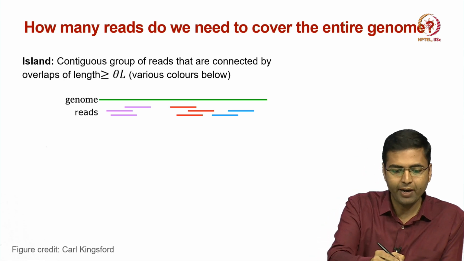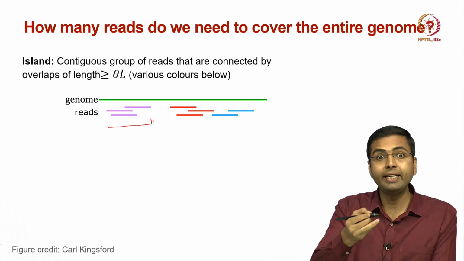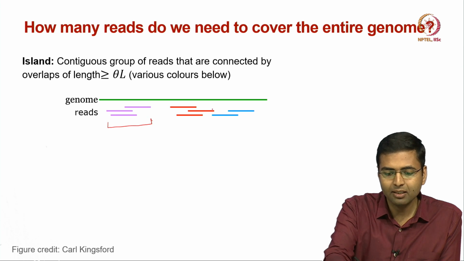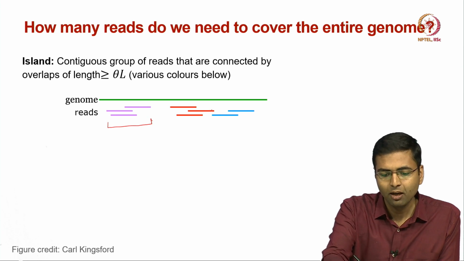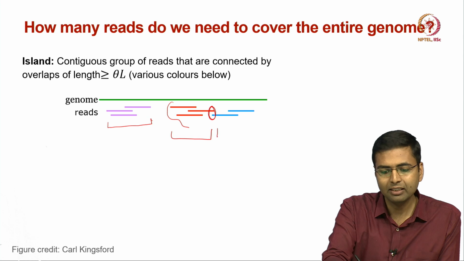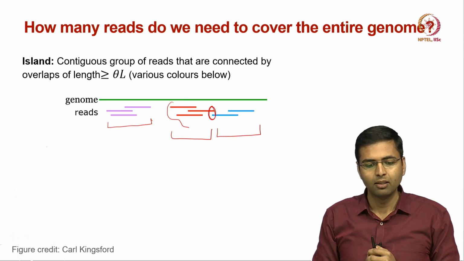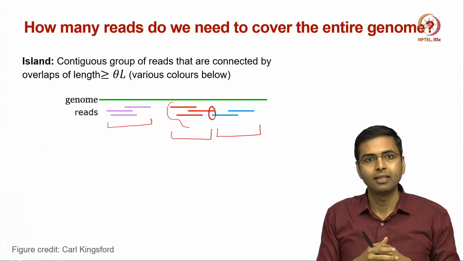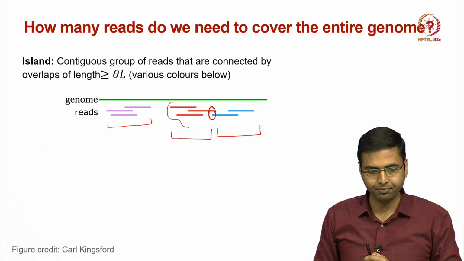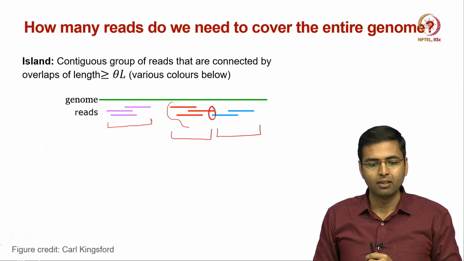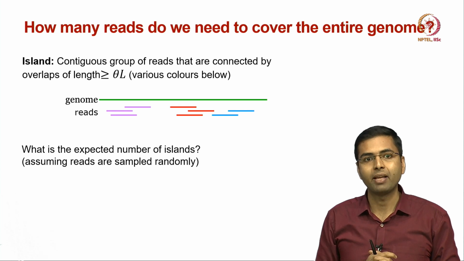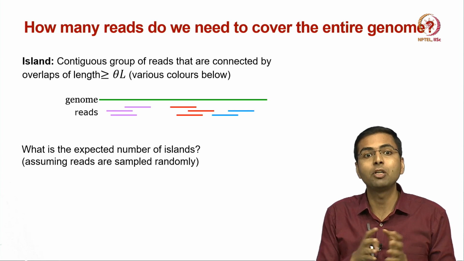This is visualized in the figure below, where you can see that this is one island where you have 3 reads overlapping with sufficient threshold. In the next, you see that maybe here you have all the reads overlapping with each other consecutively, but this overlap is not sufficient for us. Therefore, this becomes a second island, and this becomes a third island. So, this illustration shows you an example where you have 3 islands, that is, 3 groups of reads that are connected by overlaps of length above the threshold. Okay. Now we can ask what is the expected number of islands that we get, assuming reads are sampled uniformly randomly from the genome sequence.